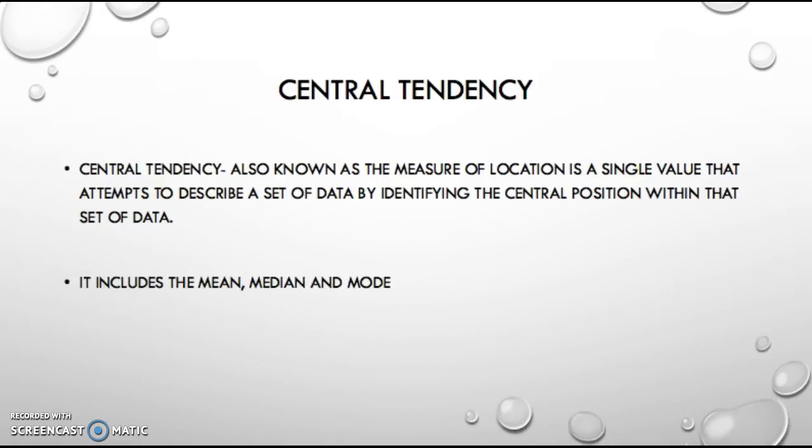Central tendency. Central tendency, also known as the measure of location, is a single value that attempts to describe a set of data by identifying the central position within the set of data. It includes the mean, median, and mode.